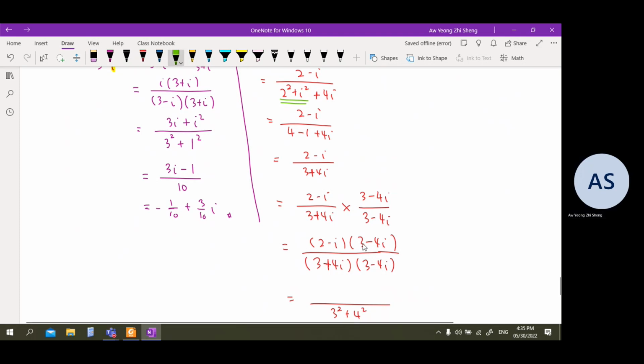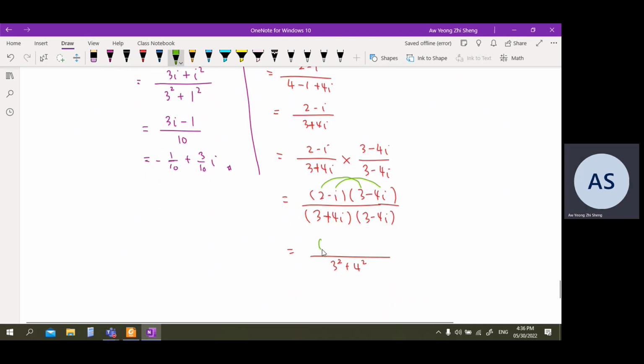At the top, when we do such expansions, it is advisable to expand the combinations that will generate the real term first. And so the real term will be 2 times 3 and the item times with the other item. 2 times 3 gives me a 6. Minus i times minus 4i, I have a plus 4i squared. So these are the terms that will generate the real term.